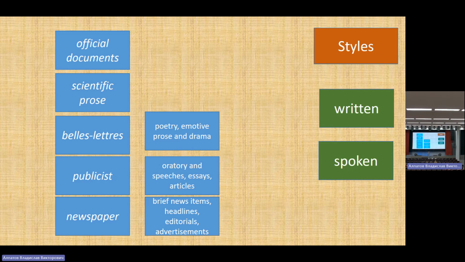And finally, the fifth classical functional style is the newspaper style.